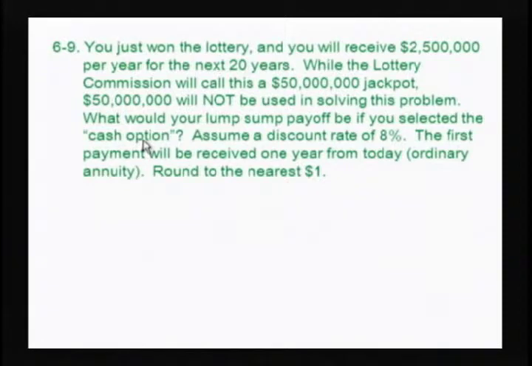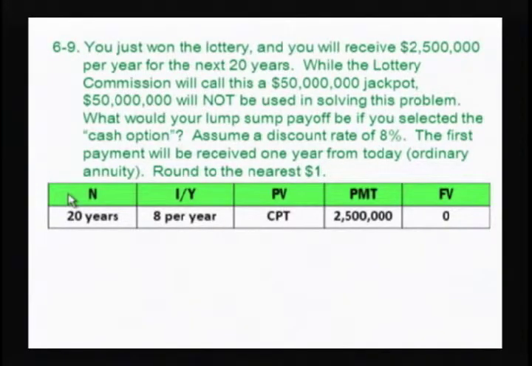That means they will give you the present value of the annuity, the present value of the 20 payments of $2.5 million, and because of time value of money, that would be significantly less than the $50 million advertised. They will discount all those annuity payments at 8% per year to calculate the cash option or the present value of that ordinary annuity. So everything is annual. There are 20 annual payments discounted at 8% per year. Each payment is $2.5 million, and we're going to compute the present value.